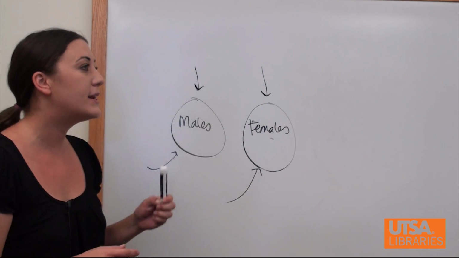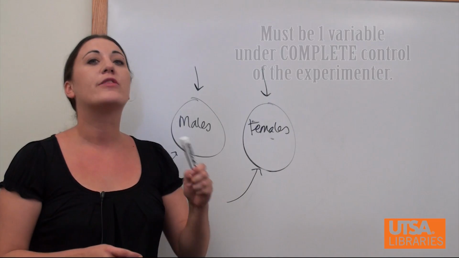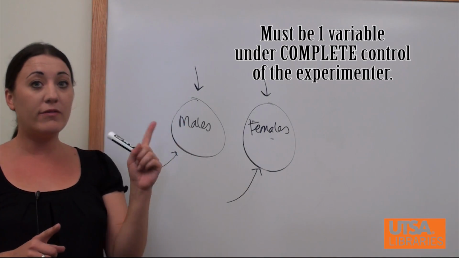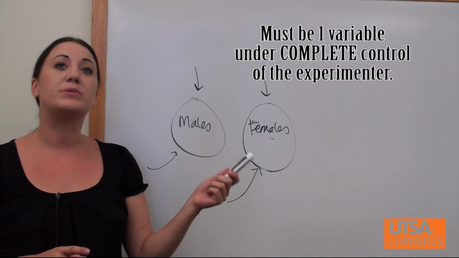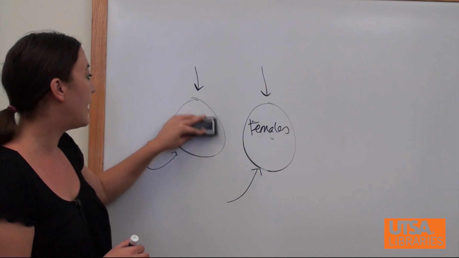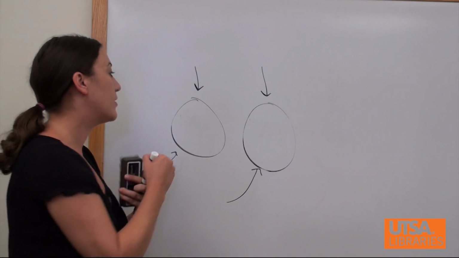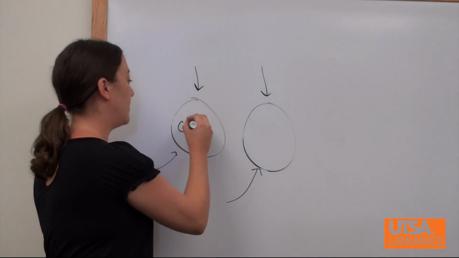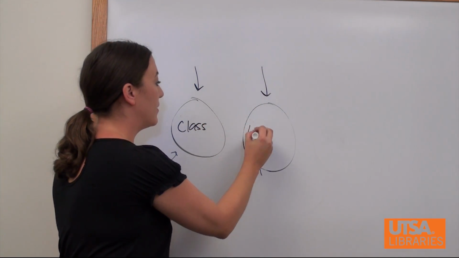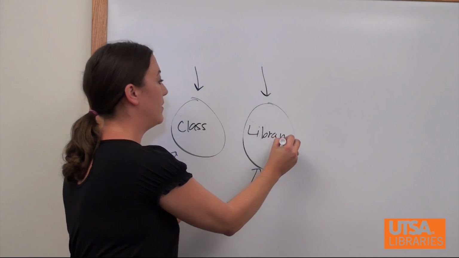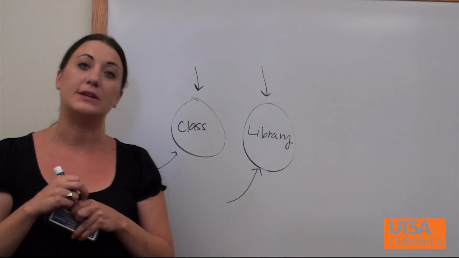So in order for any experiment to be a true experiment, there must be at least just one variable that the researcher has complete control over. Okay, so something like the study location, where I'm going to have you study. So if it's in the classroom or the library. And that's something that I can completely control.